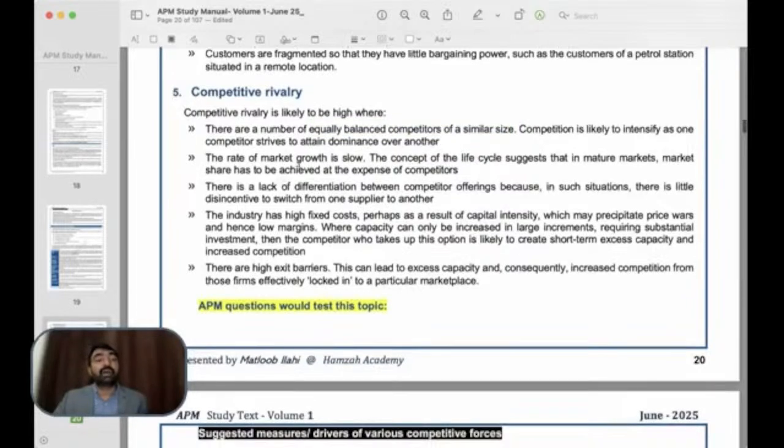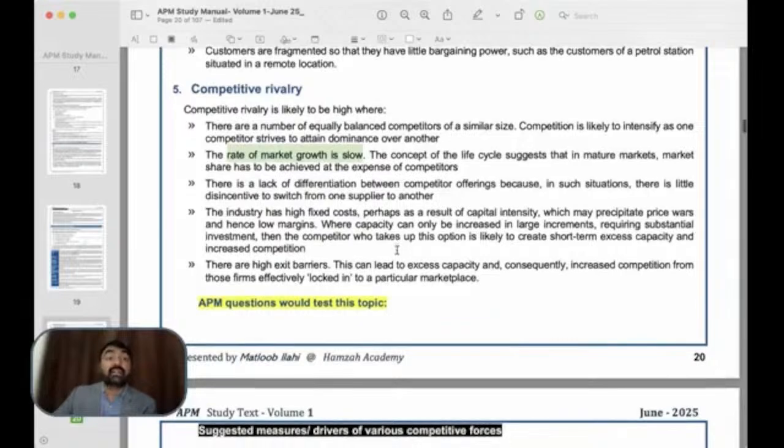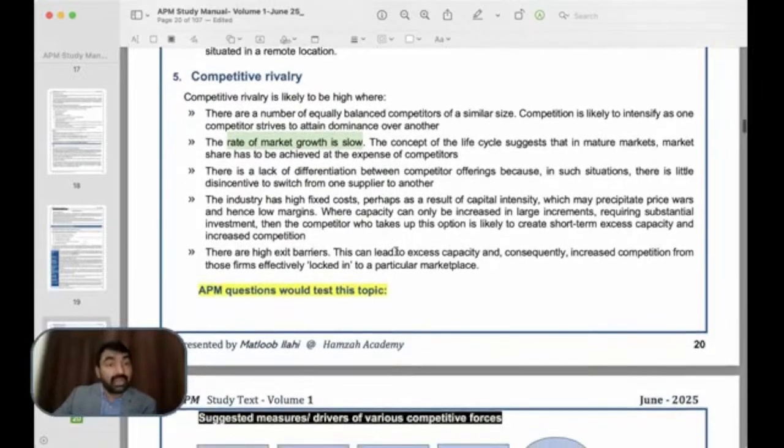The rate of market growth is slow. Yes, imagine if the market has matured or saturated. This would also make the case that they would be competing with each other for existing market share. Because if the market is growing, that would be a different situation. But if the market has slowed, then they have to compete for those customers. Everyone is trying to attract those customers. That's a very interesting situation.